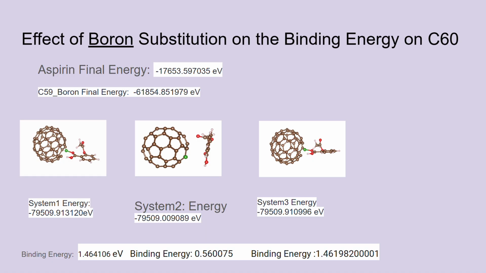Next, I tested what happens if we replace one carbon atom in the fullerene with boron. This small substitution makes a big difference. The bond between the drug and the carrier becomes much stronger. This suggests that adding boron could improve how well a carrier holds onto a drug, which could also lead to more controlled release systems.